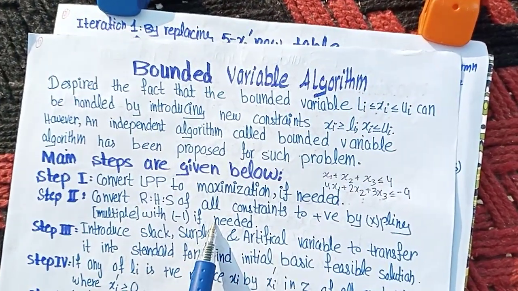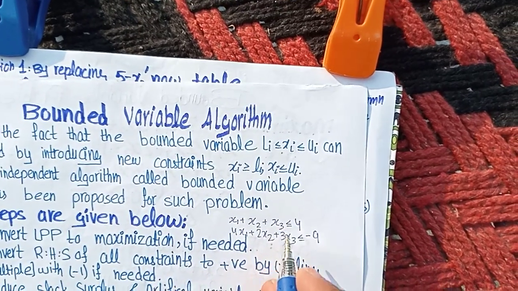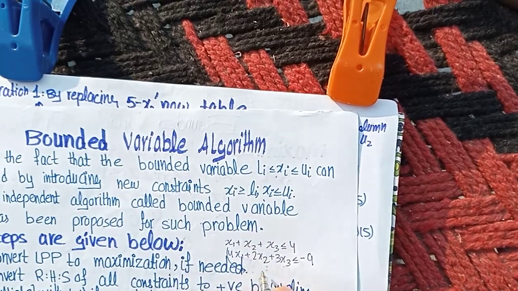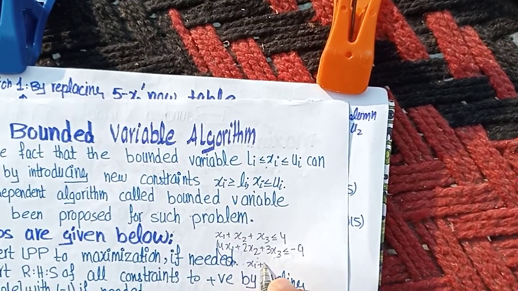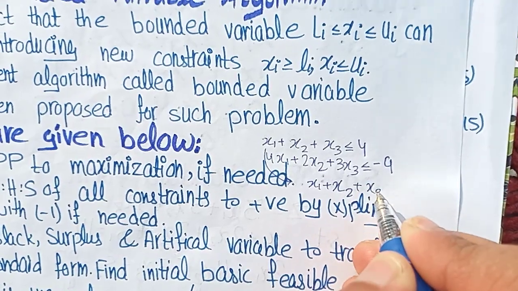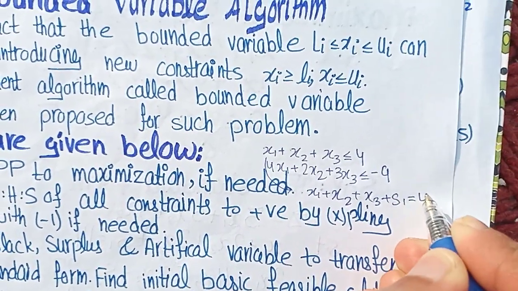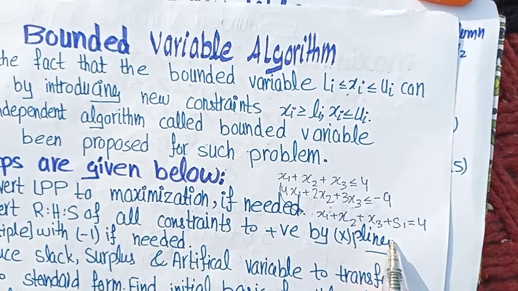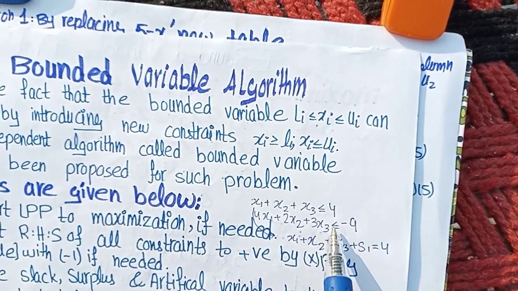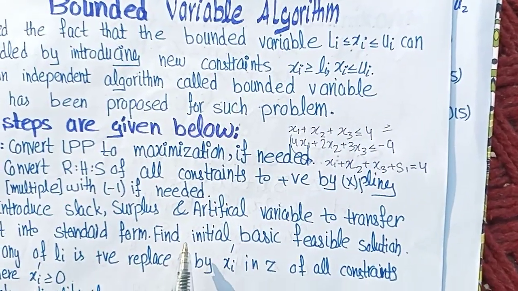Then in step number 2, clearly introduce a slack variable for less than, and replace the inequality. Check that x1 plus x2 plus x3 plus s1 is equal to 4. This is a slack variable. If the constraint is greater than or equal to, then replace it by a surplus variable.